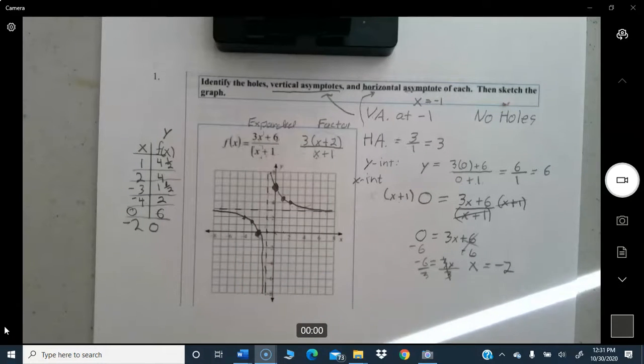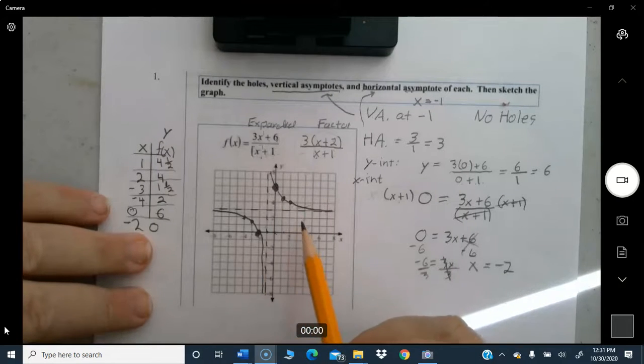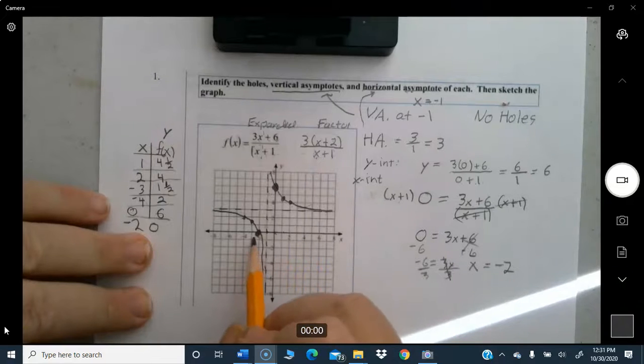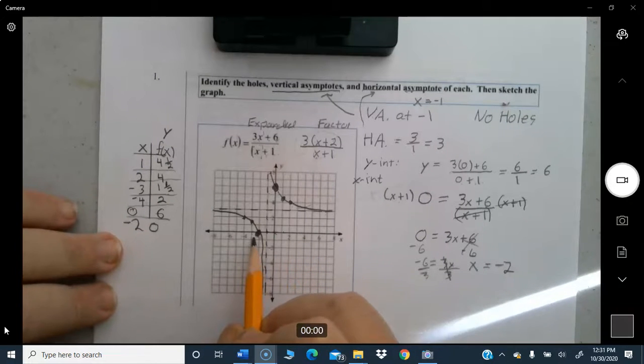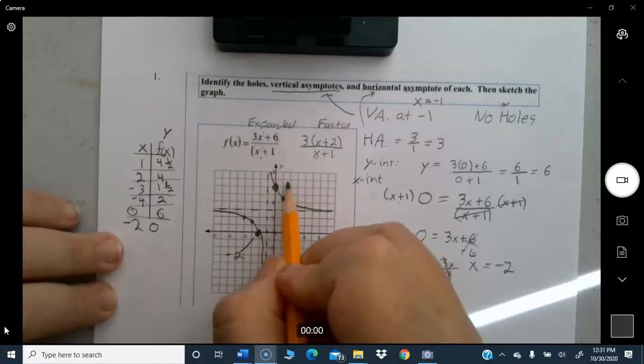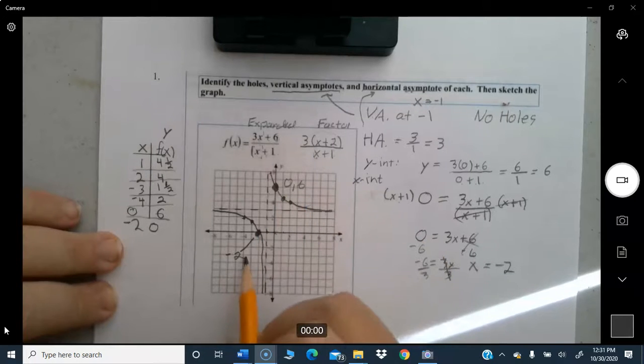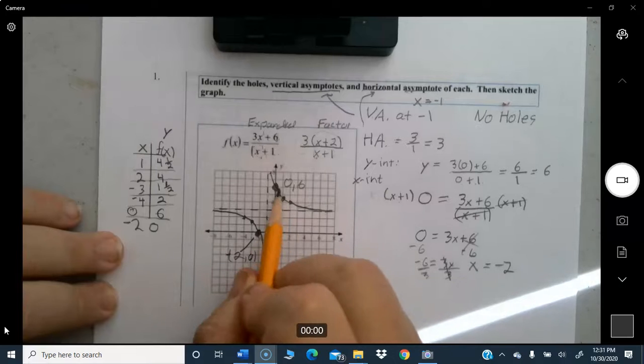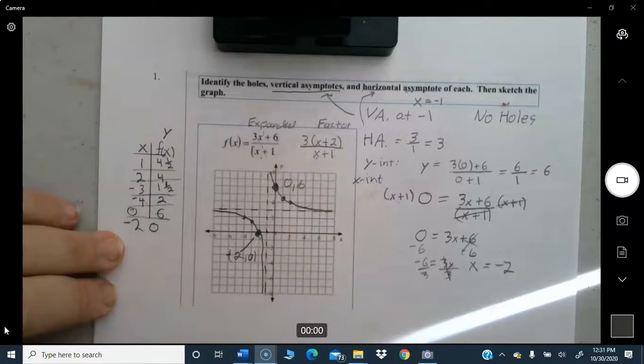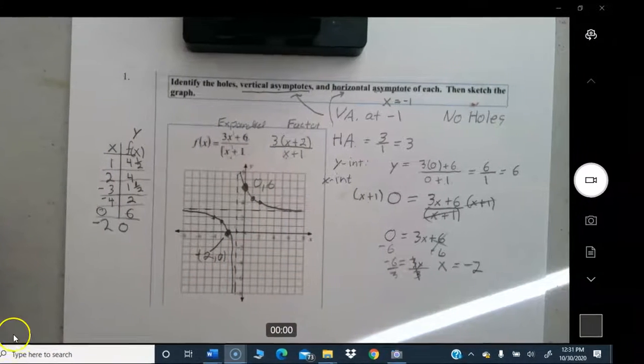Okay? So what I'm going to do is I'm going to move over to Desmos, and I'm going to type in this equation. So let's make some key points here. This was at negative 2 right here. That's the X-intercept, and the Y-intercept was at 0, 6. I should call this negative 2, 0. That's the X-intercept there. There's 0, 6 is the Y-intercept. Okay, so let's go to Desmos for a second.